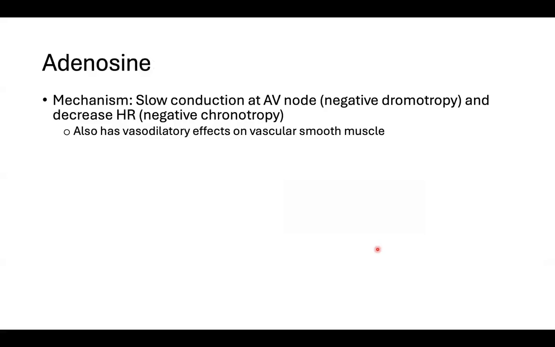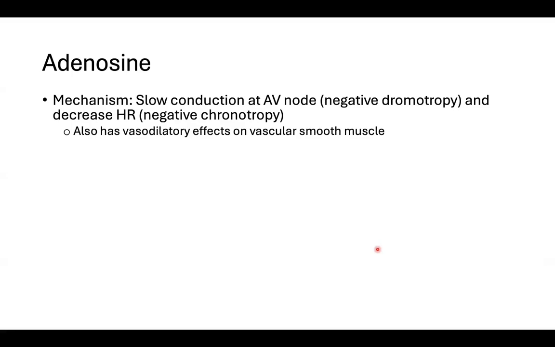Great. And then next we can talk about adenosine, which similarly we should be warning our patients about. But the mechanism here, adenosine acts at a few different receptors, but it slows conduction at the AV node, which is referred to as negative dromotropy, and decreases the heart rate, which is referred to as negative chronotropy. But of note, it also has some vasodilatory effects on vascular smooth muscle.